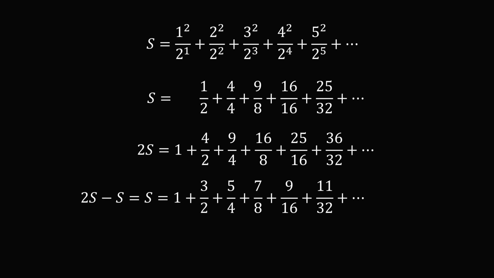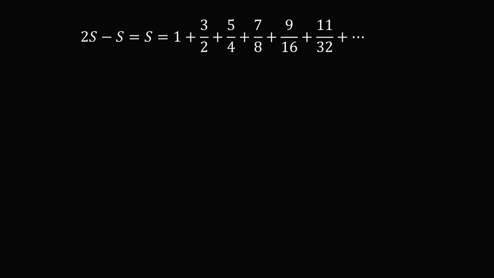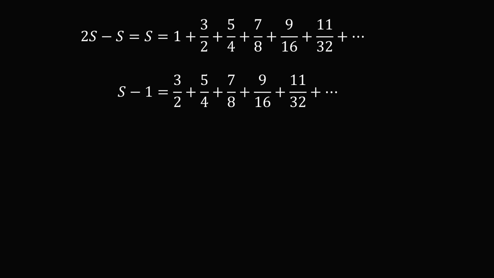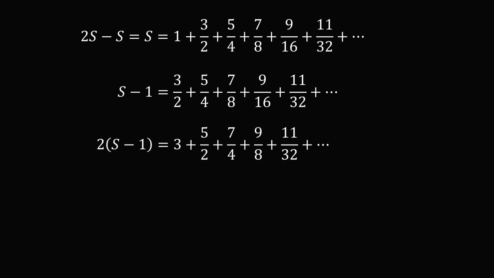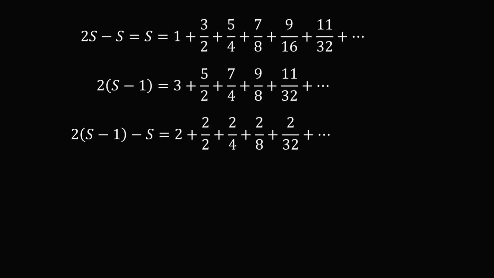So we have 2S minus S, which is equal to S, and this is equal to 1 plus 3 over 2 plus 5 over 4 plus 7 over 8 plus 9 over 16, and so on. Now we will subtract 1 from this series, and then again we will multiply by 2. We will take this series and subtract it from the one right above it. So we have 2 times (S minus 1) minus S is equal to 2 plus 2 over 2 plus 2 over 4 plus 2 over 8 plus 2 over 16 and so on.